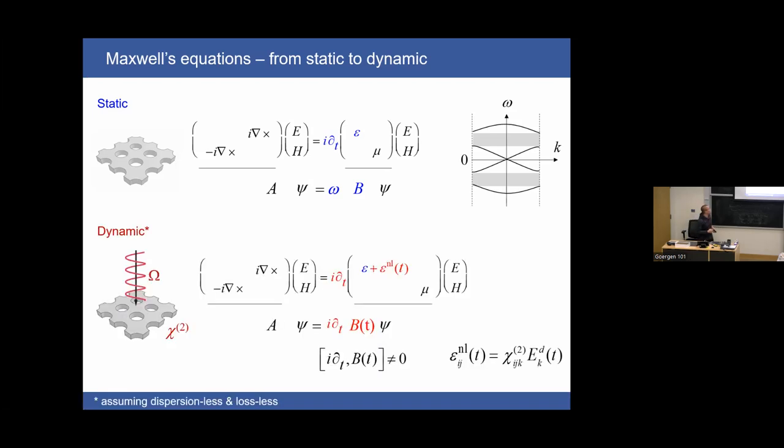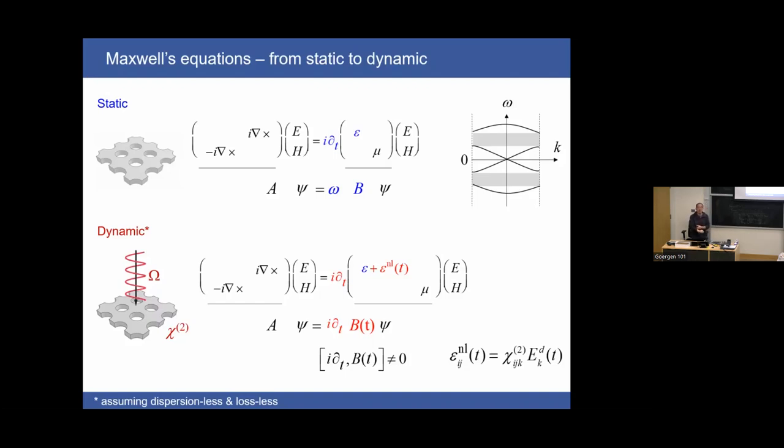Next, we turn on the drive. Now you see this. Under a lot of assumptions that are all written down here, this generalized eigenvalue problem looks very similar to before with only one change. That is, in your metric over here, you need to account for not only the linear permittivity, but also the nonlinear permittivity. And now, as I mentioned, I'm using a chi2 medium, which means that the nonlinear permittivity is changing as a function of time. So now your eigenvalue problem looks like A psi is equal to i partial t B(t) psi. i partial t is a Hermitian operator. B(t) can be a Hermitian matrix, but they can never commute with each other. The fact they don't commute with each other tells you this is necessarily a non-Hermitian eigenvalue problem.